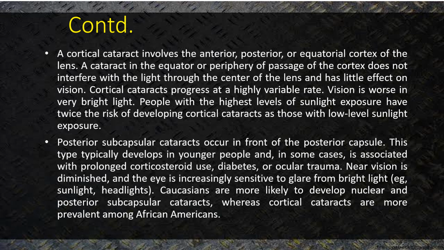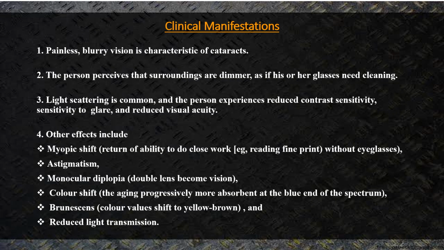Near vision is diminished and the eye is increasingly sensitive to glare from bright light, for example in sunlight and headlights. Caucasians, that is white people, are more likely to develop nuclear and posterior subcapsular cataracts as compared to cortical cataracts, which are more prevalent in African Americans, or we can say people whose color is black. Various clinical manifestations like painless, blurry vision are characteristic of cataract.